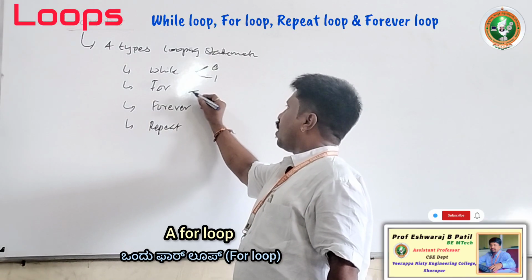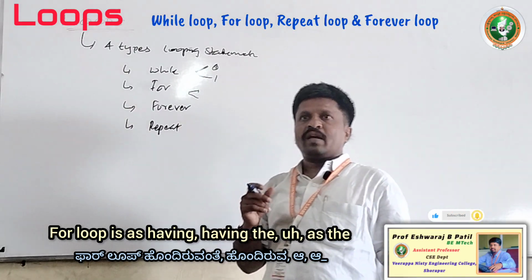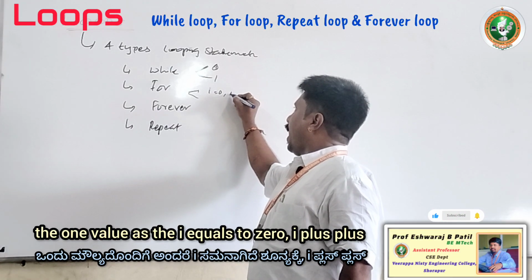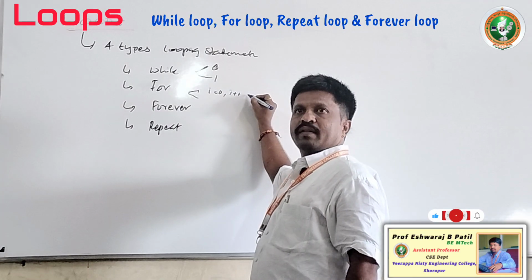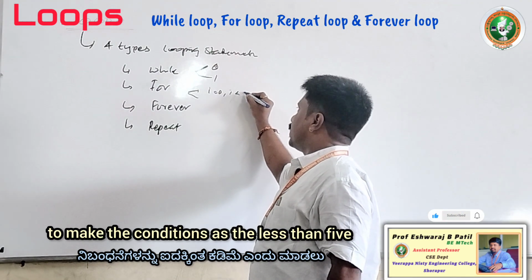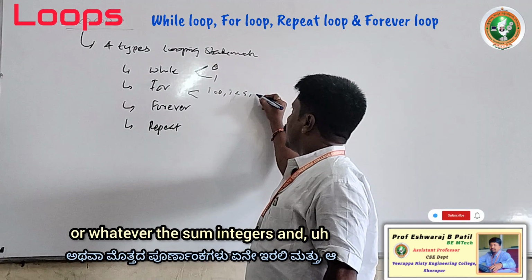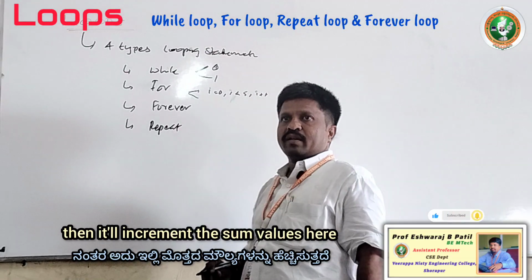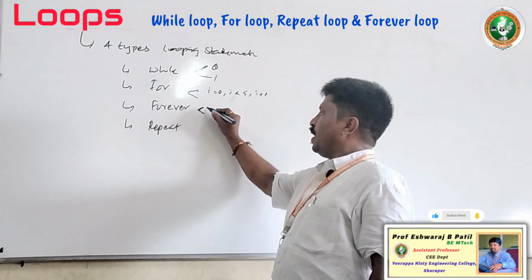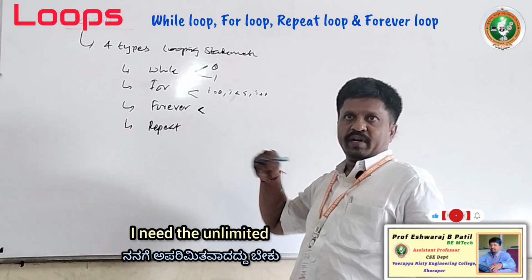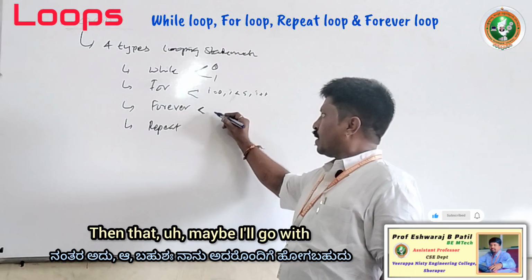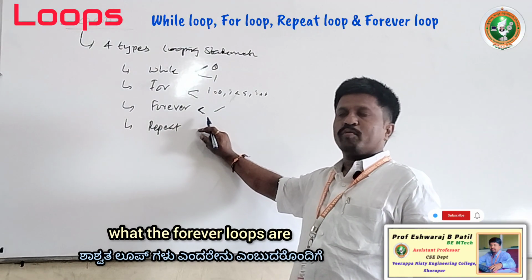The for loop initially starts with one value, i equals 0. Then there is a condition, such as i less than 5 or whatever the integer is, and then it will increment the value. This is the for loop. Forever is used when I need unlimited counts, when it has to be repeated an unlimited number of times. Then I go with the forever loop.